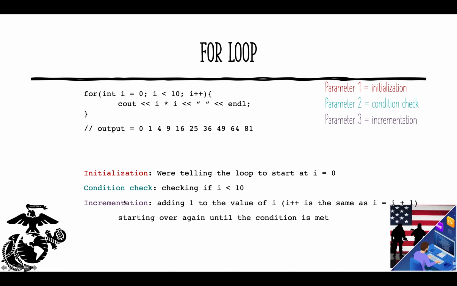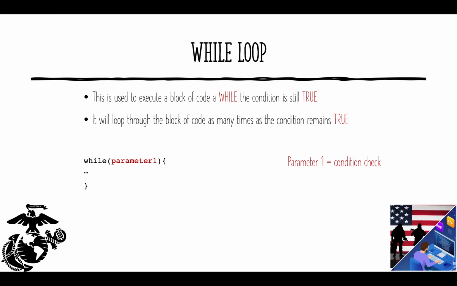So again, reiterating what we already did, we're telling the loop to start at I equals 0. We are checking if I is less than 10, and then we are adding 1 to the value of I, and just so you guys already know, I plus plus is the same as I equals I plus 1. And then we're starting over until the condition is met. That is our for loop.